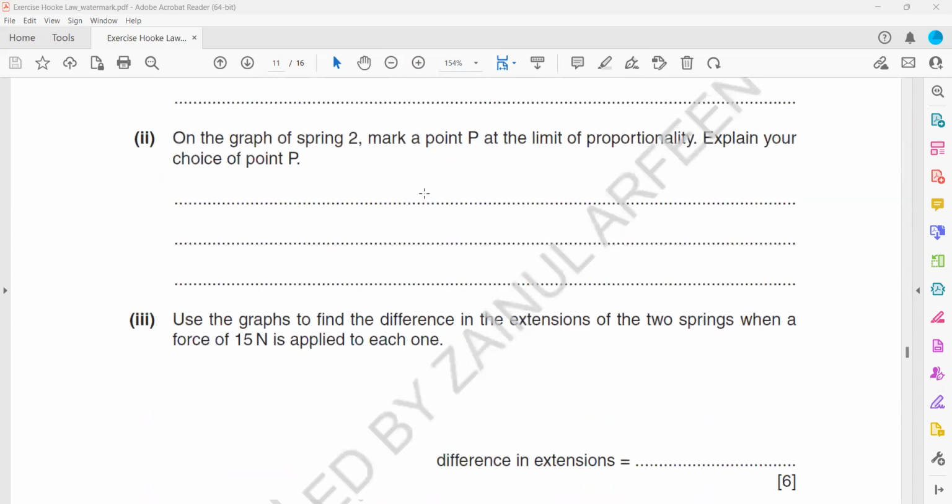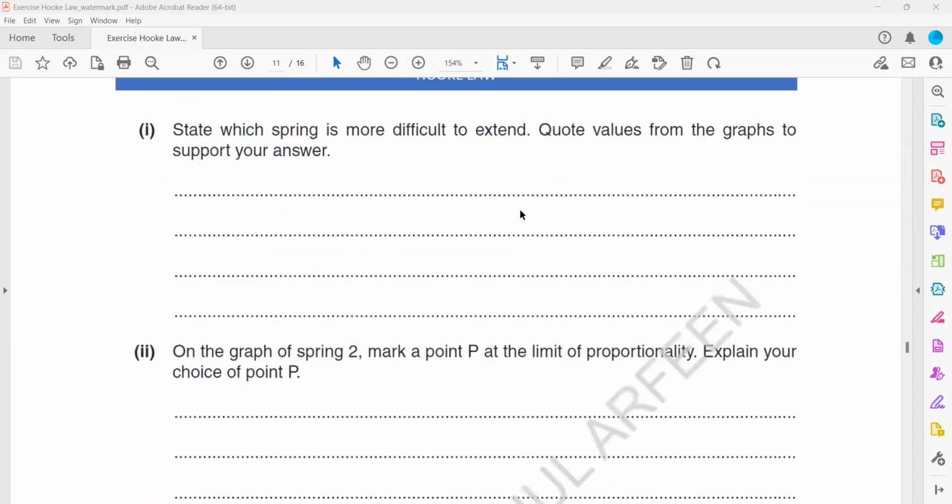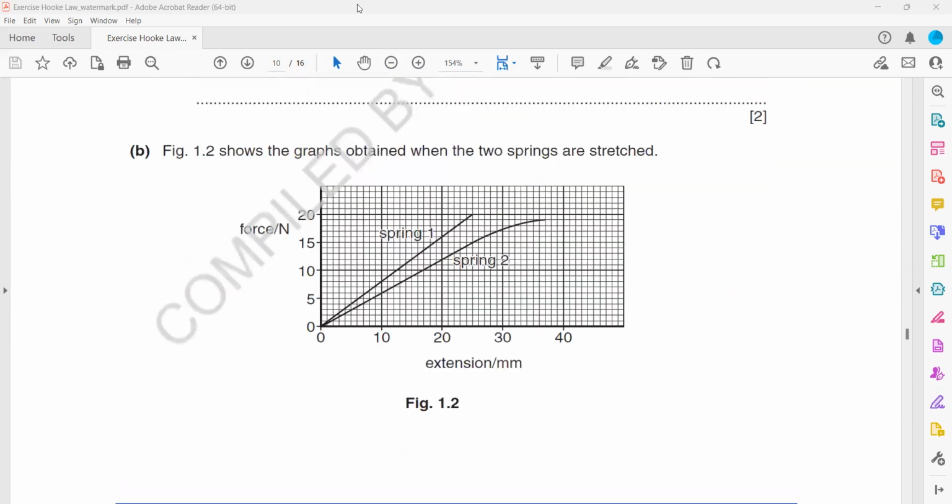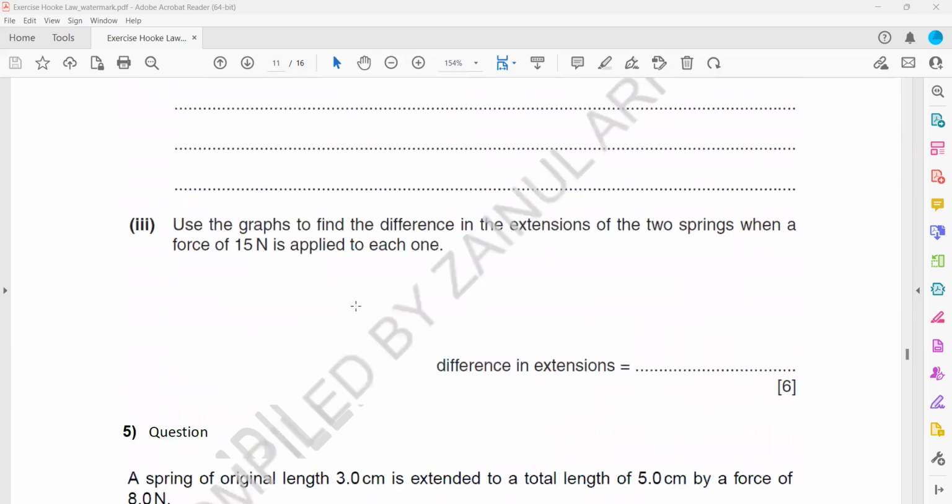On the figure of spring 2, mark the point, the limit of proportionality. You can put your ruler on the graph and find the last point where it appears to be a straight line. That last point where it appears to be straight is the limit of proportionality. And why do we call that the limit of proportionality? Because till this point, force and extension are directly proportional.